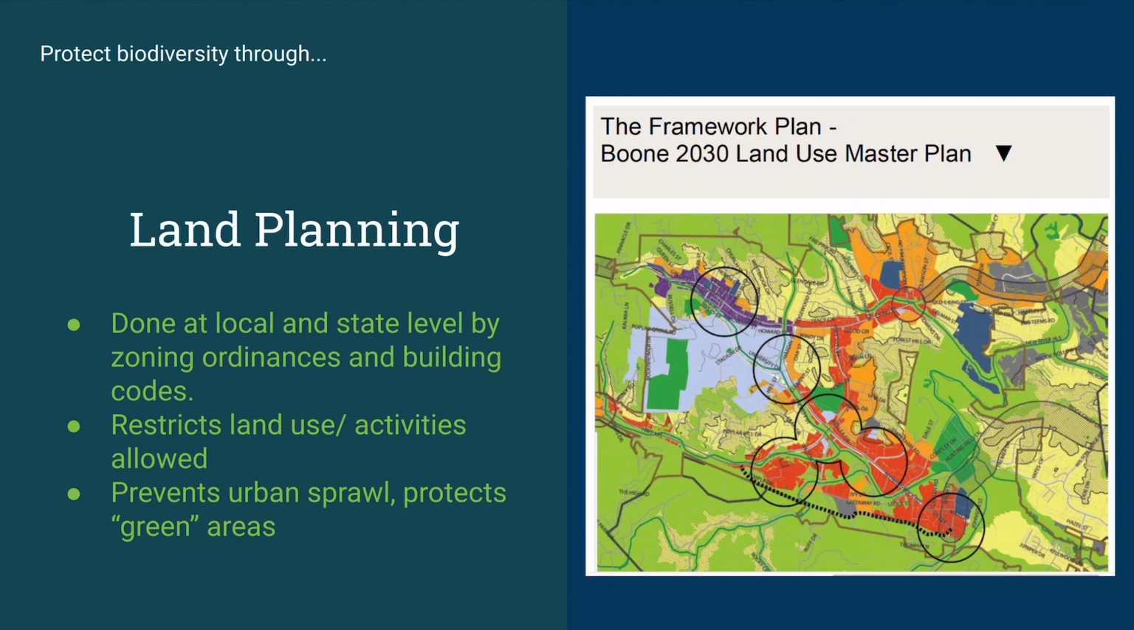Another way to protect biodiversity while still meeting other human needs is through land planning. This is done at both the local and the state level through zoning ordinances, which dictate what type of building can go where in the town, and through building codes. So for example, how tall can the building be? How many people can live in it? What type of waste management is the building going to have? How about water sourcing? Having zoning ordinances that restrict land use and the activities allowed in different areas of each town prevents urban sprawl and protects green areas such as parks, greenways, and nature reserves.